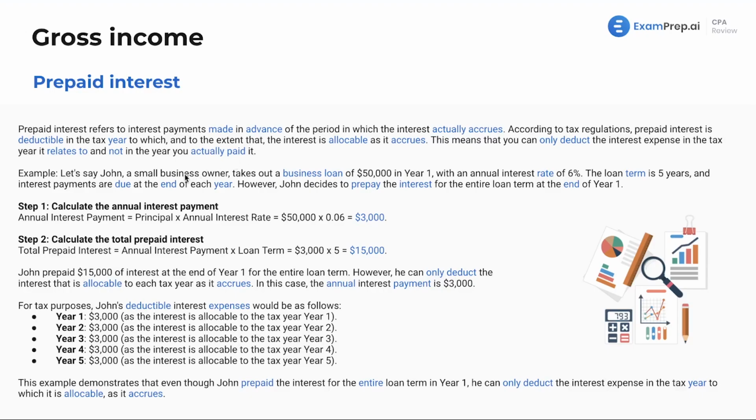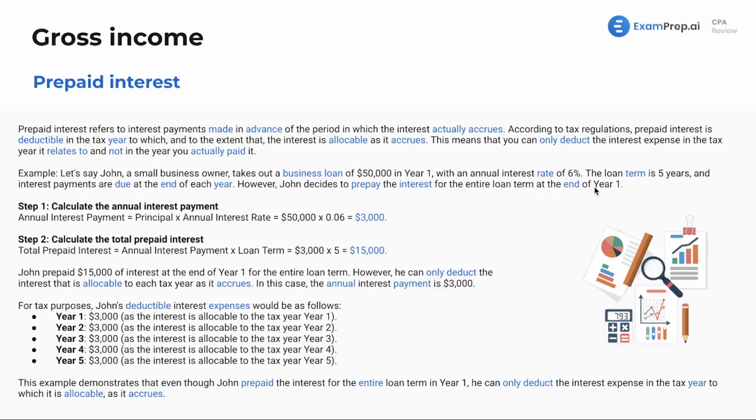So let's say, for example, that John is a small business owner. John takes out a business loan of $50,000 for year one with an annual interest rate of 6%. The loan term is 5 years, and interest payments are due at the end of each year. However, John decides to prepay the interest for the entire loan term at the end of year one. Why would John do this? I don't know. Doesn't matter. John decided to do this.